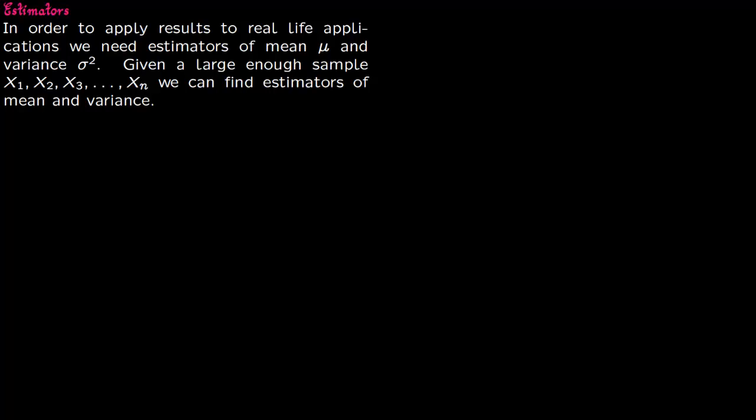We now want to compute estimators. So in order to apply the results which we have learned to real-life applications, we need estimators of mean and variance. So often what happens is that we have a sample. So say you have a sample of stock prices. So say this is the stock price of some corporation, say ABC Corporation. But we have no idea of what the underlying distribution of this stock price is.